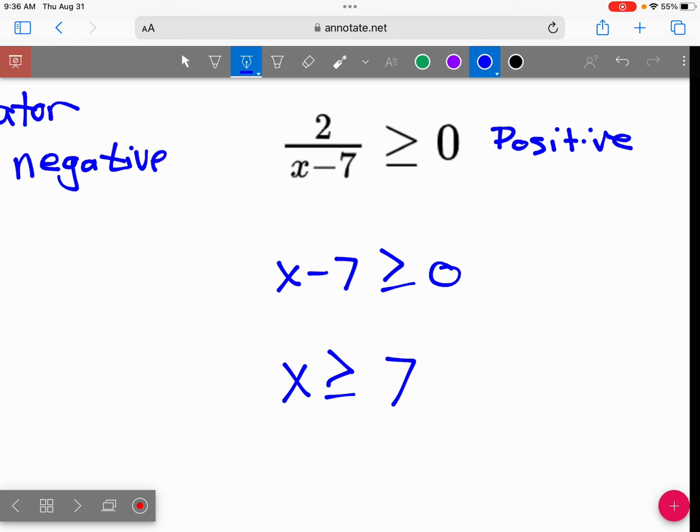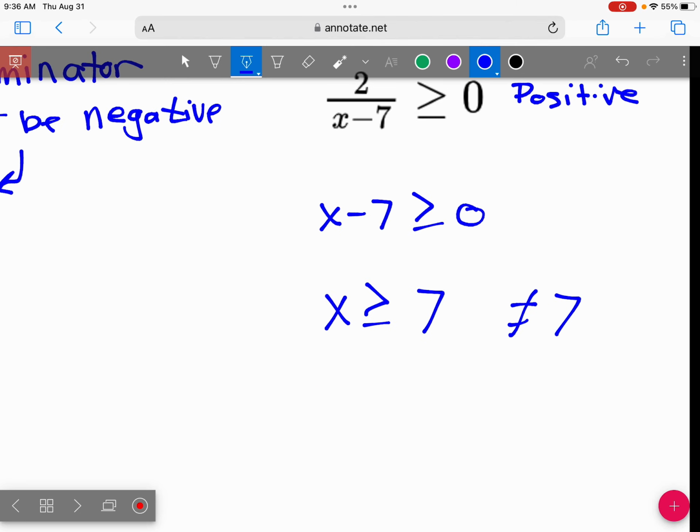Hang on a second. If I put 7 in here for x, what do we get as our denominator? 0. Can I divide by 0? No. So can it equal 7? No. So this is the only time our inequality sign is going to change. It cannot equal 7 exactly. So would it be greater than? So it's just going to be greater than 7. We can't equal 7 or my denominator is 0.